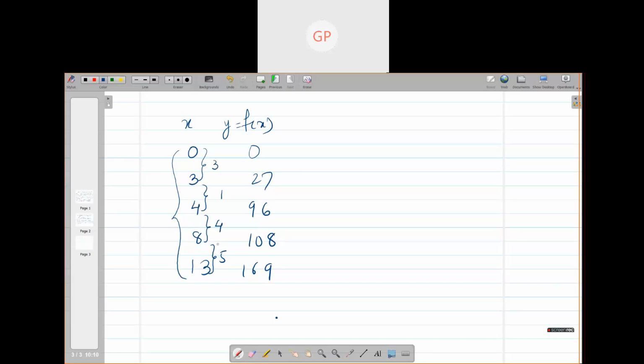So we want to find out a polynomial using these x values and y values which fits the data. That means when you put x equal to 0 in that polynomial, the fx value should be 0. When you substitute x equal to 3, you should get the value of the polynomial as 27. When you substitute x equal to 4, you should get 96 and so on. As you have 5 values here, the maximum degree which you can expect is 4. Is that okay?